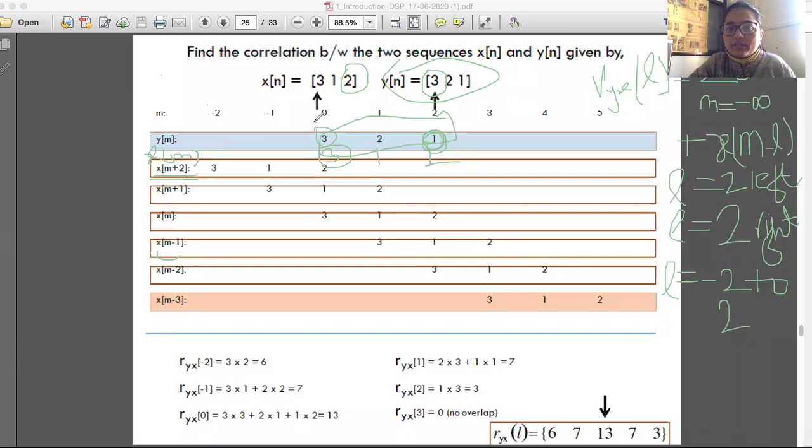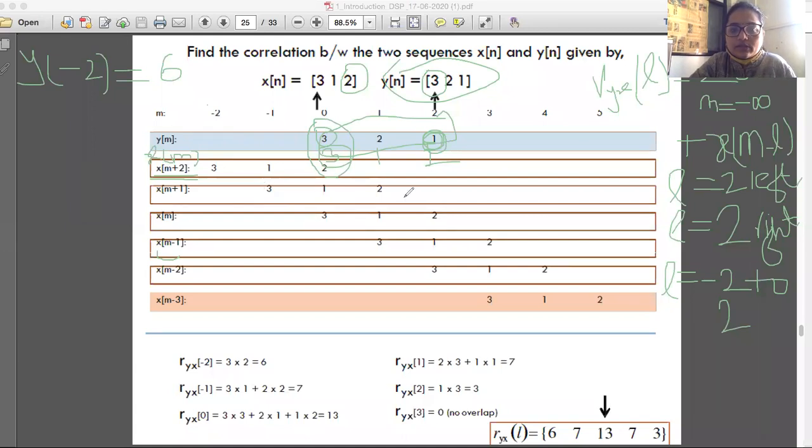Once the shifting operation is over, then we should perform the multiplication operation. So here y of minus 2 is calculated as, what is the value of y of minus 2? This is going to be 3 multiplied by 2. So y of minus 2 will be equal to 6.